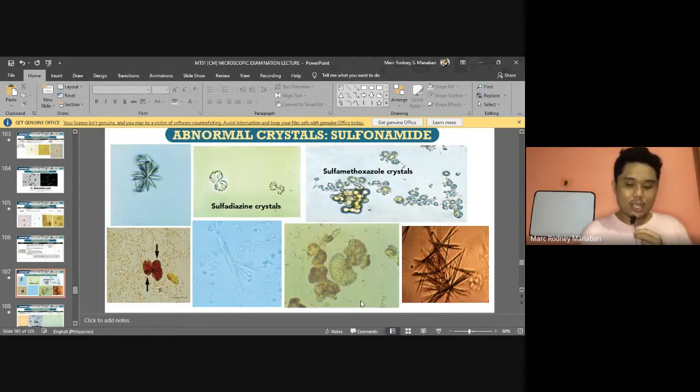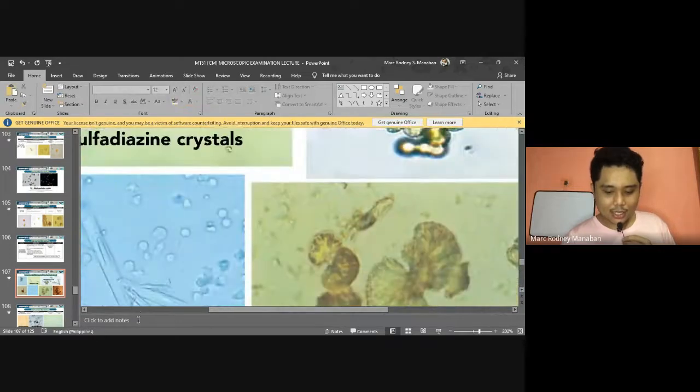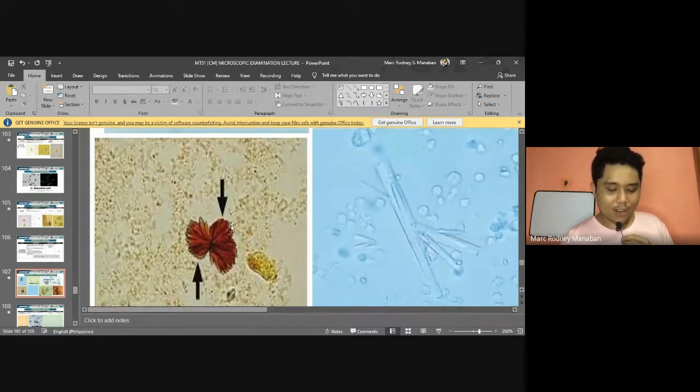So here are some pictures. This is sulfadiazine, dears; as you can see, it has eccentric binding, meaning the binding is not equal in the middle. As you can see, the right side is bigger than the left. So, eccentric, off-center.